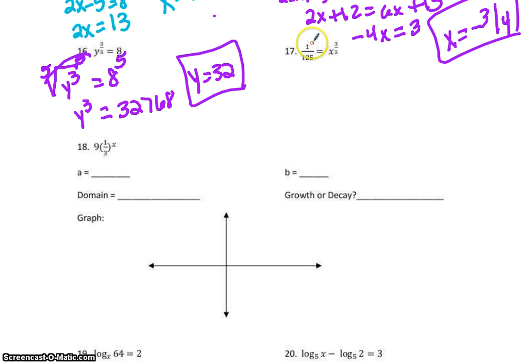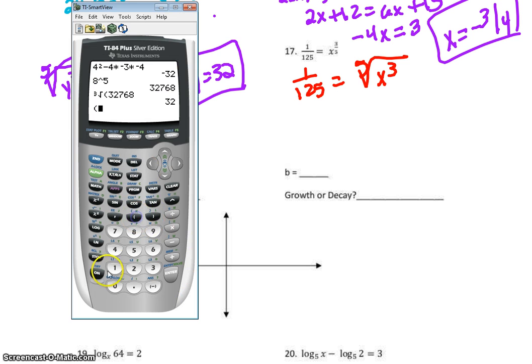Looking at number 17, 1 over 25 would be the same thing as, you could turn that into a decimal. You could also realize that that was 5 to the negative 3. You might not want to do any of those. Probably 1 over 125 is equal to the 5th root of x to the 3rd, because I think that said x to the 3/5. Yes, it did. So you're going to raise it to the 5th. So you're going to want to say open 1 divided by 125, close rooftop 5. We're raising it to the 5th because we're getting rid of the root over there.